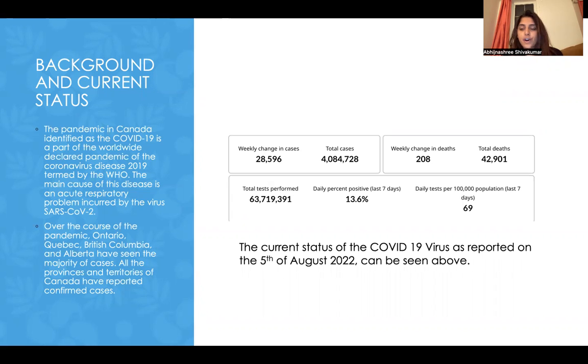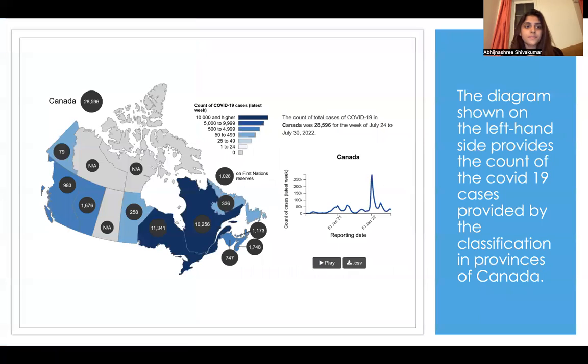The current status of the COVID-19 cases can be viewed in the table given below: the total tests performed is more than 6 million and the daily positive rate is around 13.6%. Even though this is significantly reduced compared to 2020, we still need to take precautionary measures, which I will show based on the statistics and visualizations produced further on.